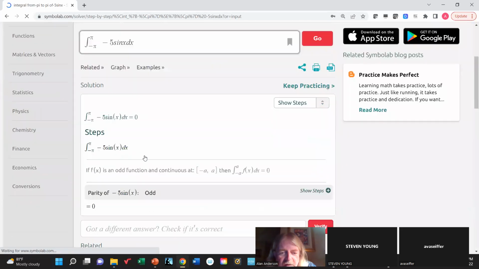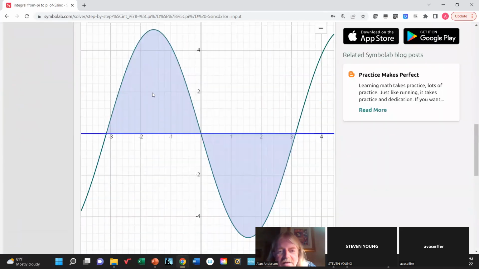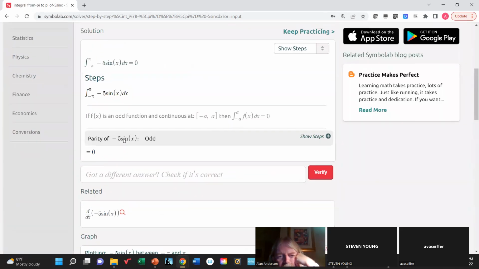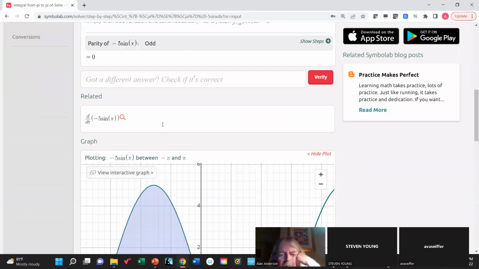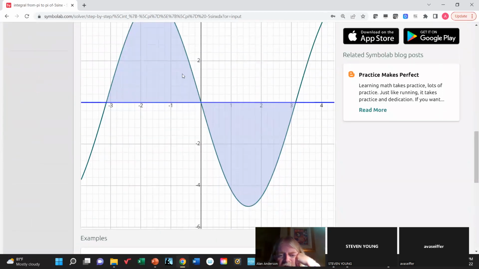So it is 0, but this is why. You can see the two shaded regions do in fact exactly offset each other, which we could have predicted because this is an odd function. And the limits or the range of integration is between negative and positive pi because those are equal to each other except for the sign. That means that the two will exactly offset each other.